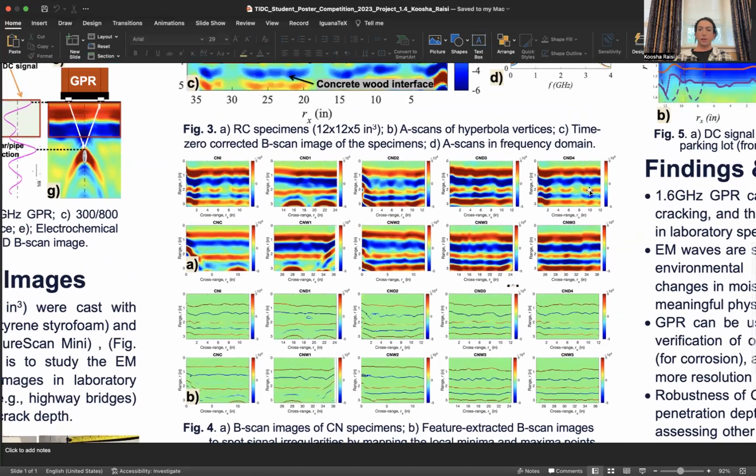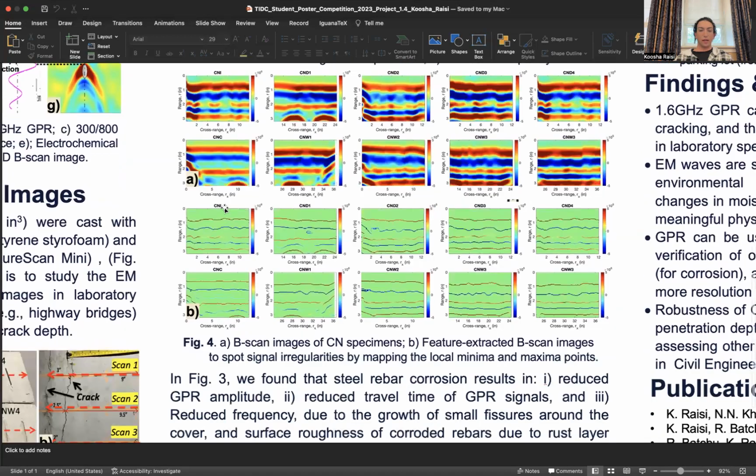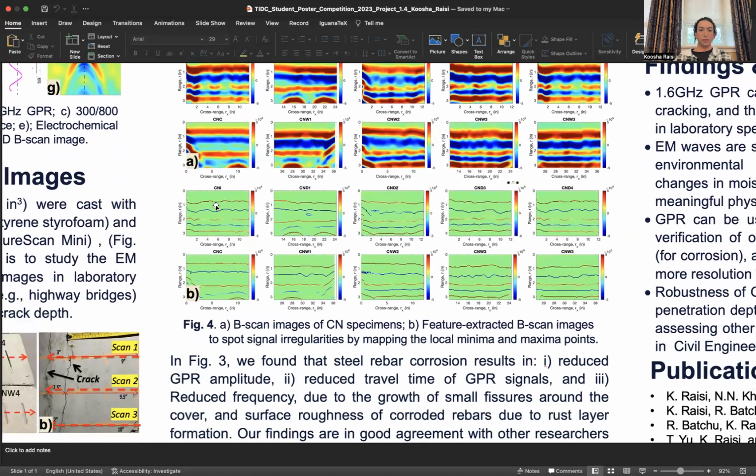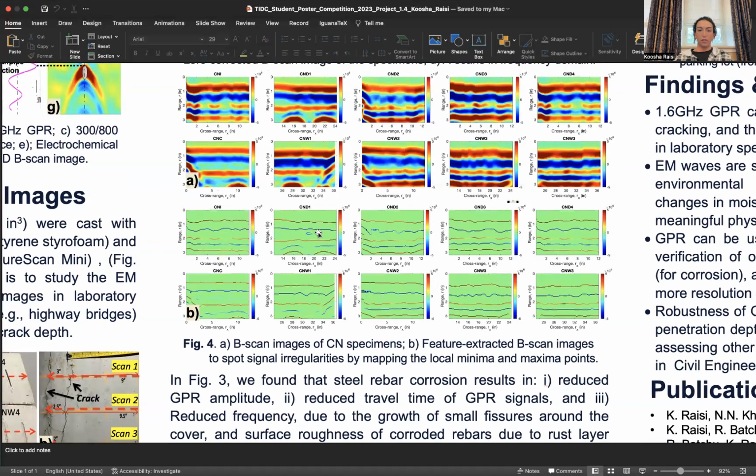So as you can see, these are the B-scan images. You can see the boundaries of the beacon. And at the bottom, we have the feature extracted image of them. So imagine that this image is reduced to only the local extrema. So what does that mean?